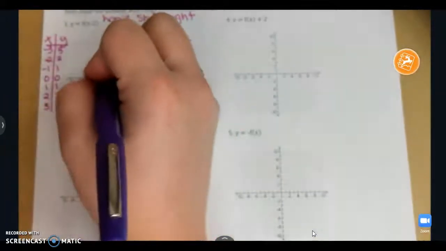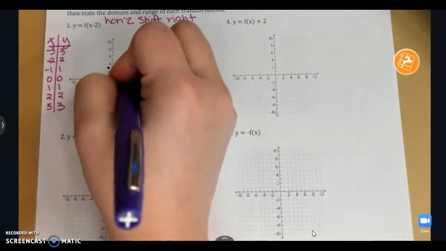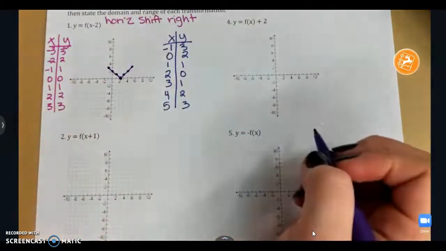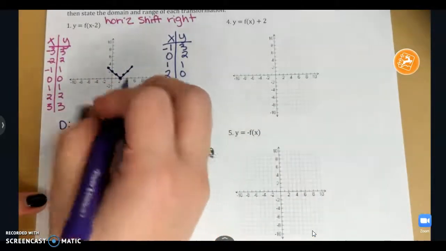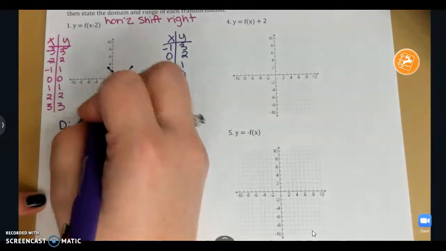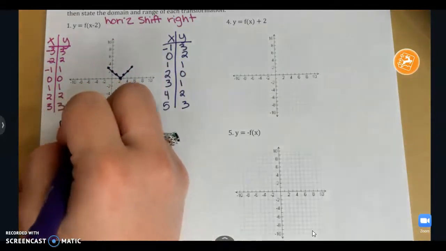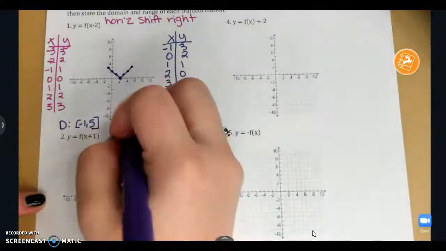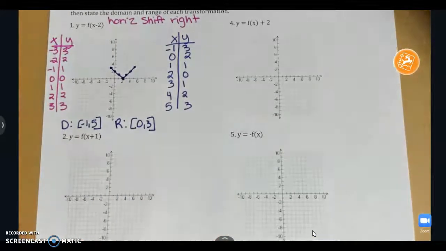Now I'm going to graph that. My new domain, and I'm just going to write it in interval notation, is from -1 to +5, and that's brackets. My range is still from 0 to +3. My range did not change when we moved horizontally.